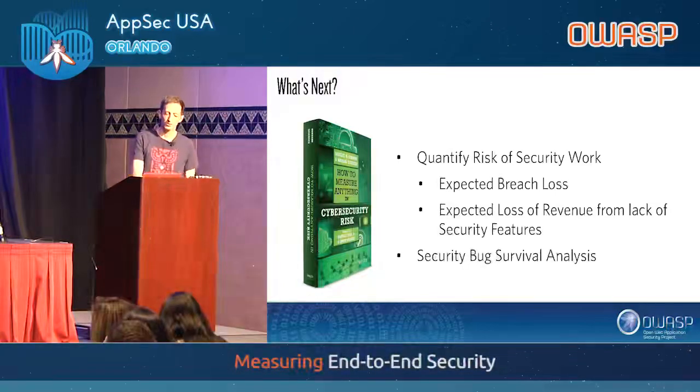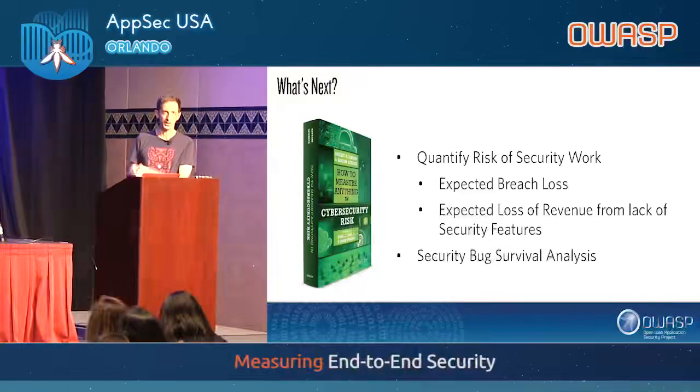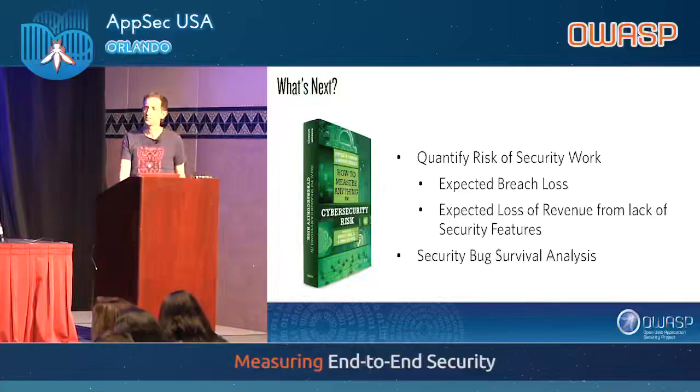We can also do security bug survival analysis. So we had our bug lifetimes and are they getting shorter, but based on the features that we're producing and how long those bugs are actually surviving, and we combine that with our beta analysis of how many bugs are probably actually out there right now that we don't know about, we can map out how long those bugs are probably going to be surviving out there.